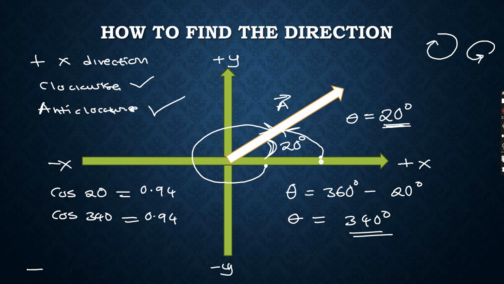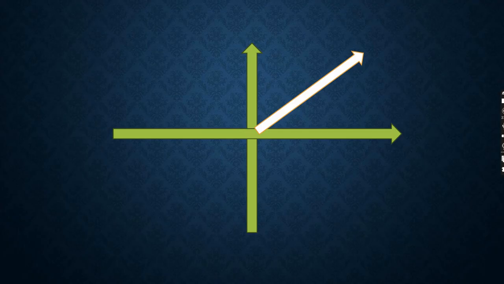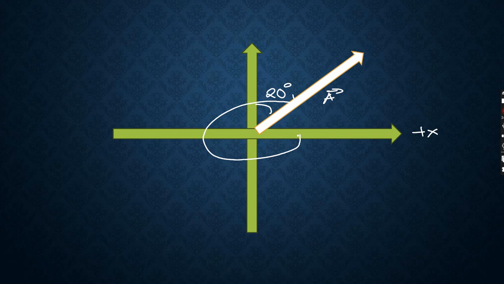Okay, we still have more examples you are going to understand here. What if now this our vector here, our angle is here? Go ahead and find the direction here. So clockwise, guys, we are going to move from the positive x direction, that's where we start. We move all the way to where our vector is here.